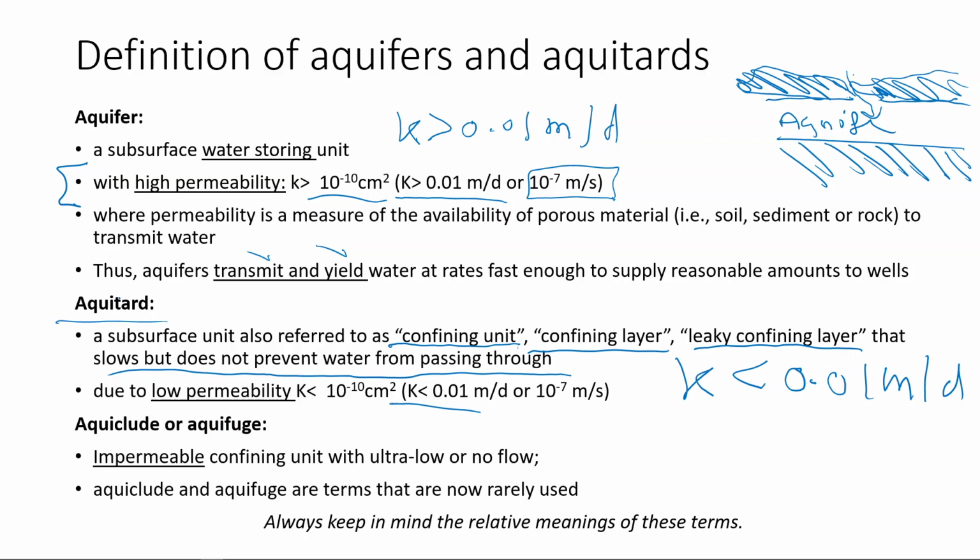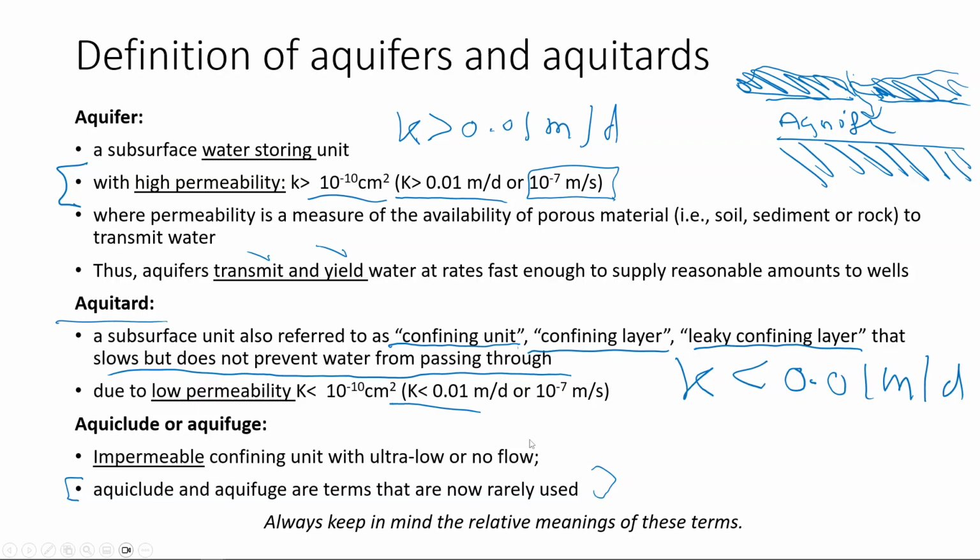So this is like a very impermeable aquitard. This is called an aquiclude or aquifuge: impermeable confining units with ultra low or no flow. These terms are not generally used. An example would be a piece of granite or marble or igneous rock. How will water flow in a piece of granite? Almost no flow, yeah? Ultra low or no flow.